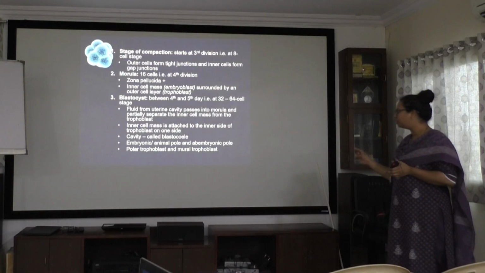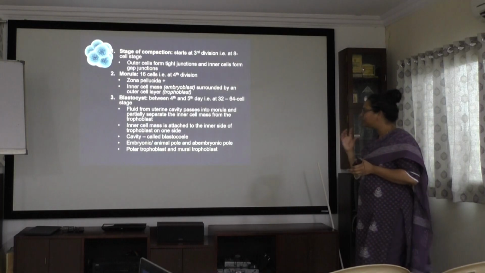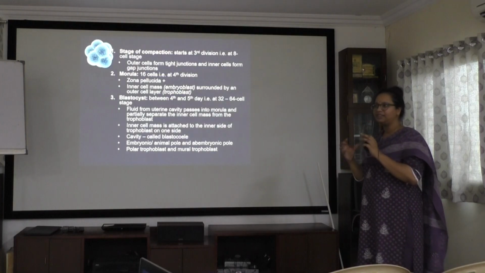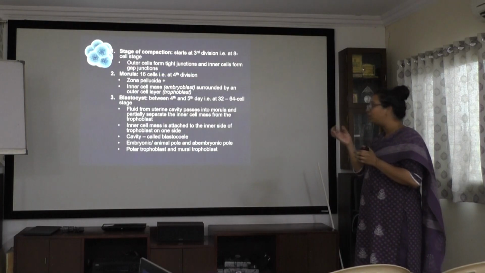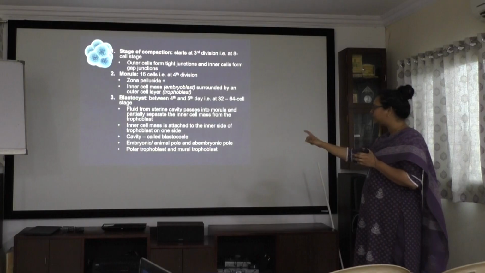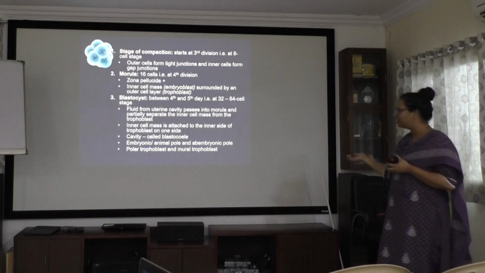Polar trophoblast and mural trophoblast. The trophoblast which comes into contact with the endometrium, where the embryoblast is attached, is called the polar trophoblast, and the remaining trophoblast is called the mural trophoblast.